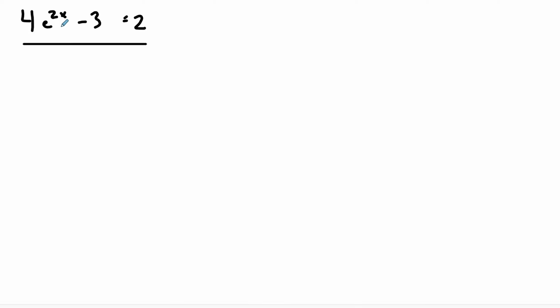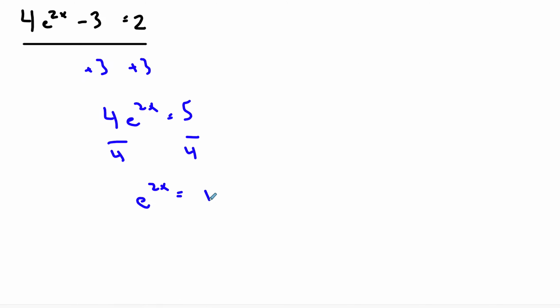Same idea here. You still need to get the exponential by itself. So thinking about this, it's like a linear equation, isn't it? 4e to the 2x equals 5. Then you divide both sides by 4. Now it just turns out that you could write 5/4, or you could write 1.25 because you don't have to round to do that.